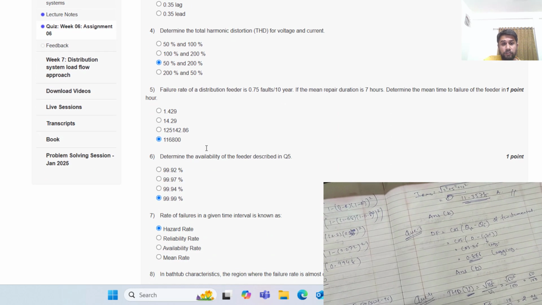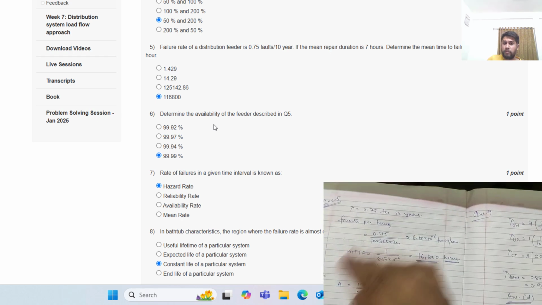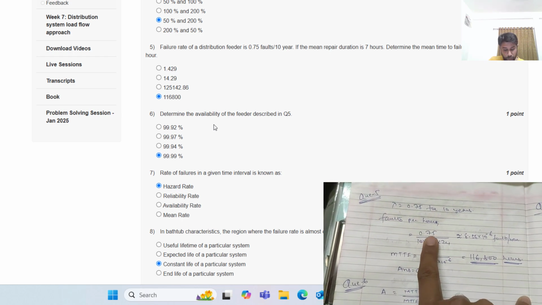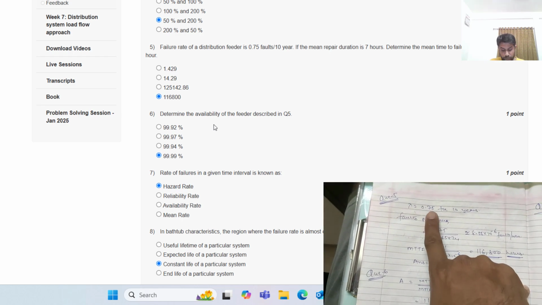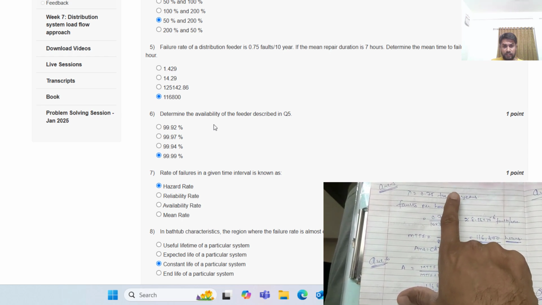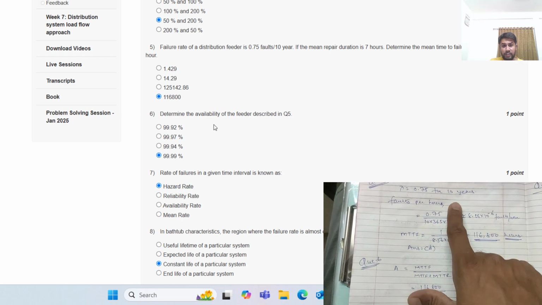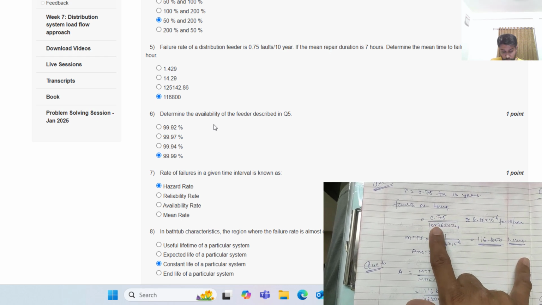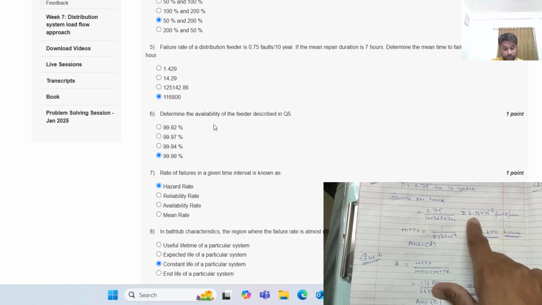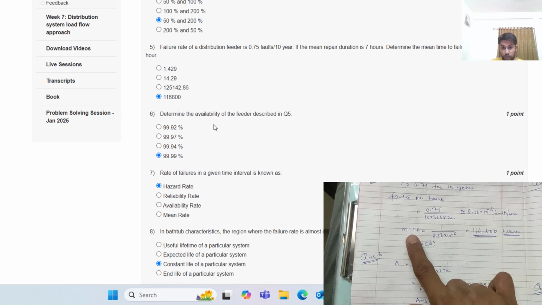Now failure rate of a distribution feeder is given as 0.75 faults per 10 years. So here you can calculate like this. Faults per hour can be calculated, so lambda is equal to 0.75 for 10 years. It is given in the example itself. So 0.75 divided by 10 years, 365 days of a year and 24 hours, so it is 8.56 times 10 raised to minus 6 faults per hour.